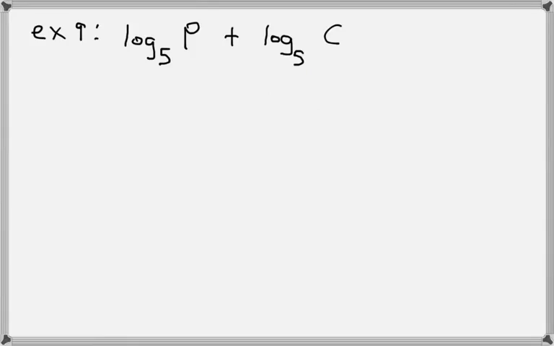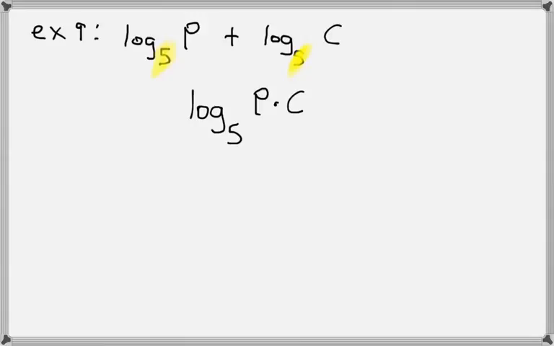Let's look at another example. Here in example 9, we have log base 5 of p plus log base 5 of c. Check to see if your base is the same. It is. They're both 5, so we can use the product property to combine this into a single log base 5 of p times c. And that would be our final answer.